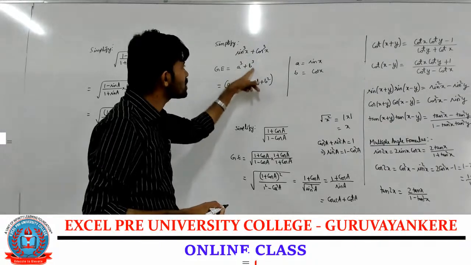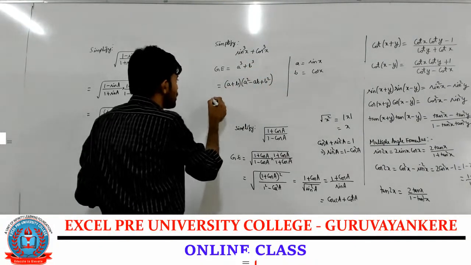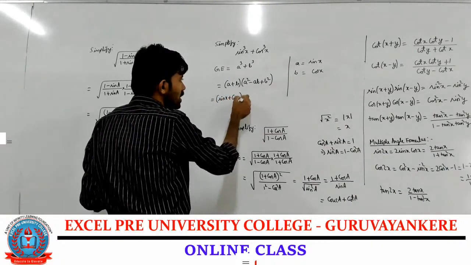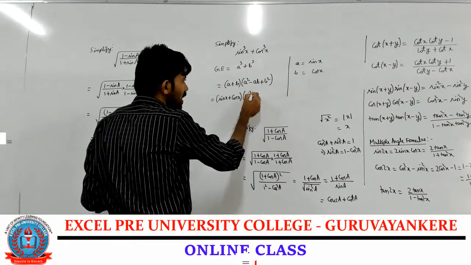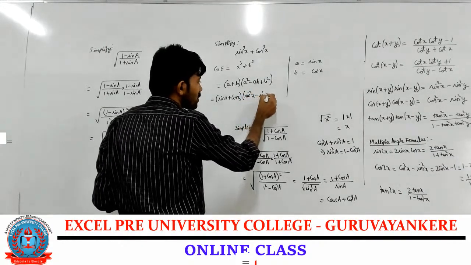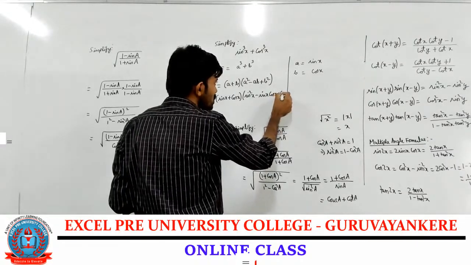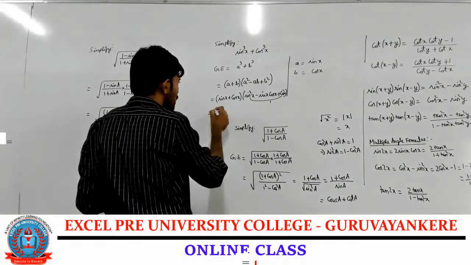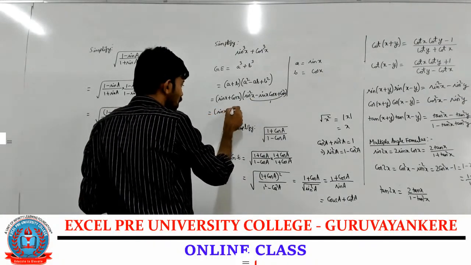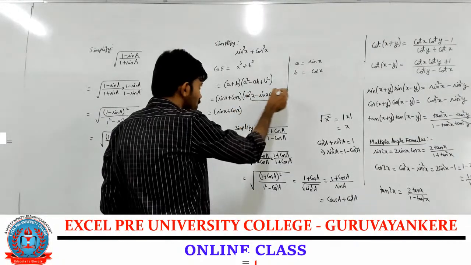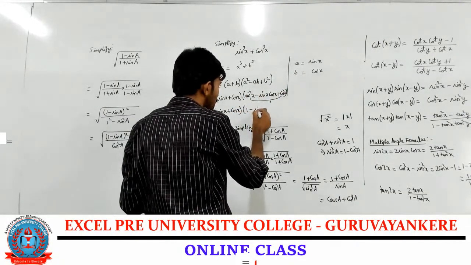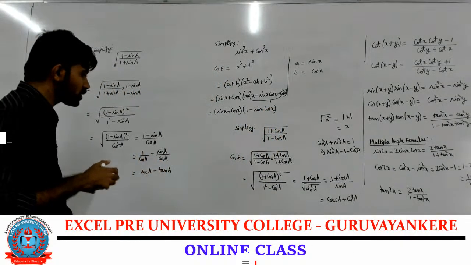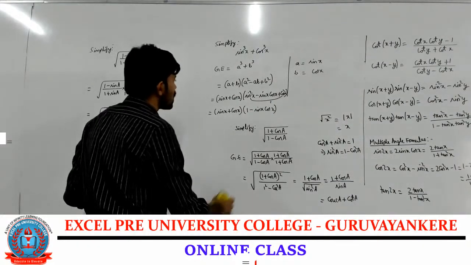What is a? A is sin x, b is cos x. In place of a, write sin x; in place of b, cos x. So this becomes sin square x minus sin x cos x plus cos square x. Sin square x plus cos square x is 1. So what we get is sin x plus cos x into 1 minus sin x into cos x.